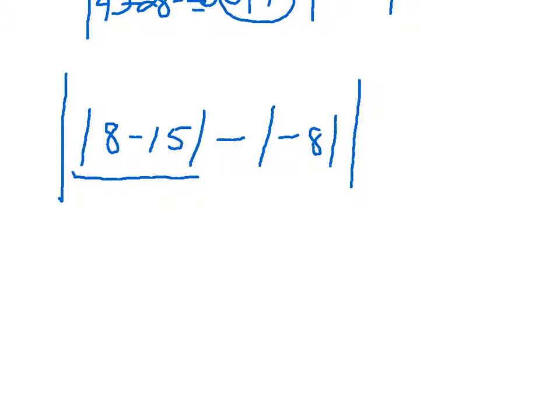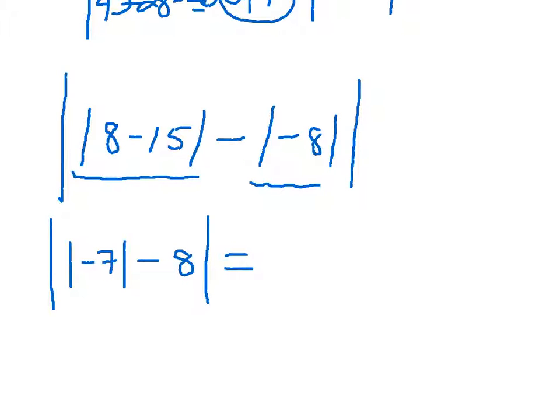What is 8 take away 15, first of all? 8 take away 15 is -7. We're not ready to pop it out of the absolute value yet. We will on the next step. And I guess we could take care of this one since we're ready. What is the absolute value of -8? It is plain old 8. Alright, let's move sideways. Now, what is the absolute value of -7? The absolute value of -7 is +7.